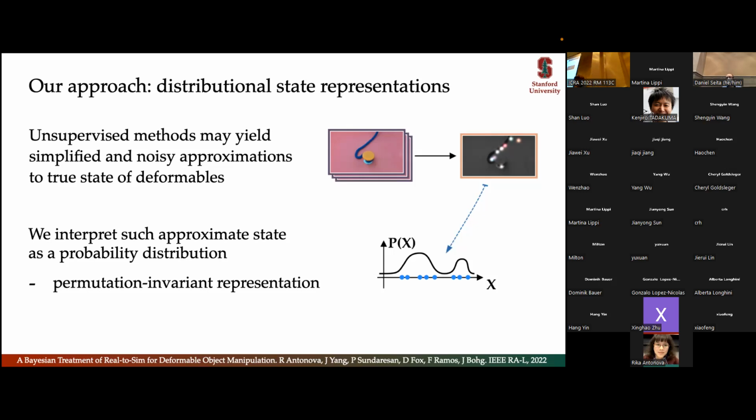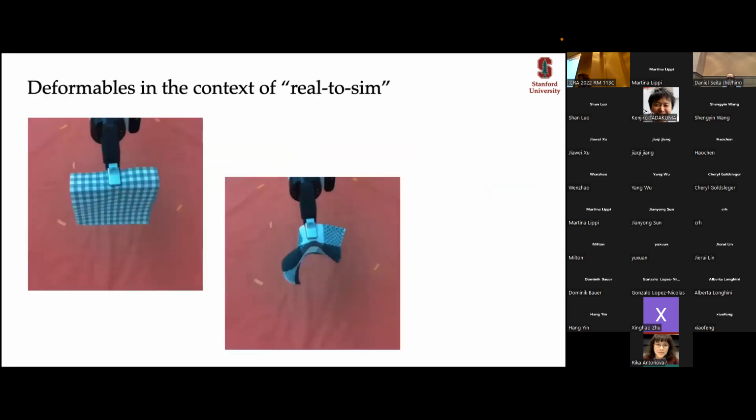Why would we want this? One is that this distributional view allows us to have a permutation invariant representation. So we no longer have to keep track of the correspondences of these key points, and for many applications this would be favorable, dropping this need to track the key points through time. And then we can also show that we would be more resilient to occlusions and noise with this paradigm.